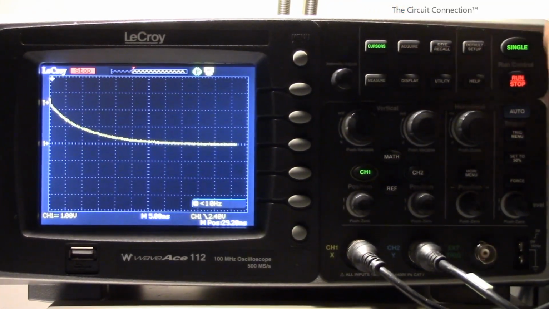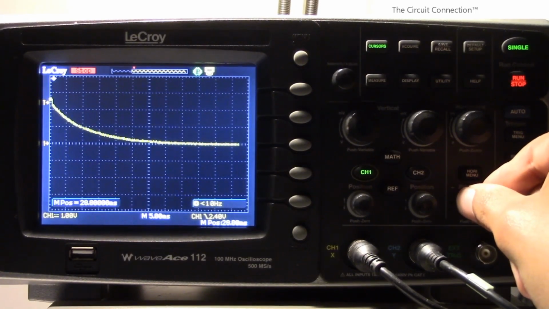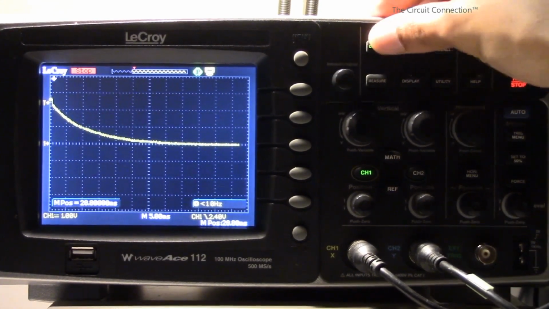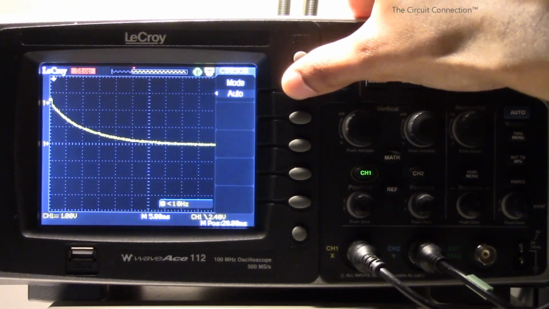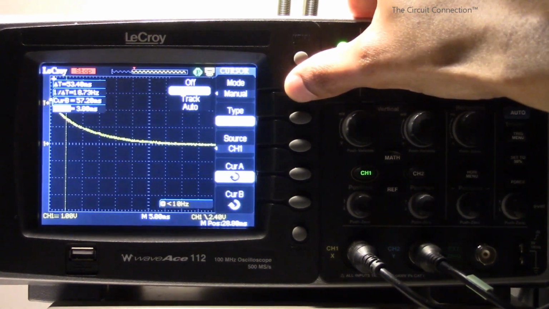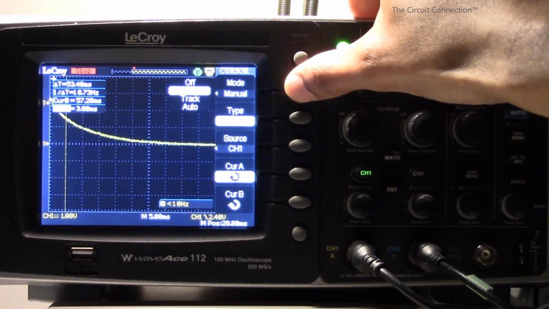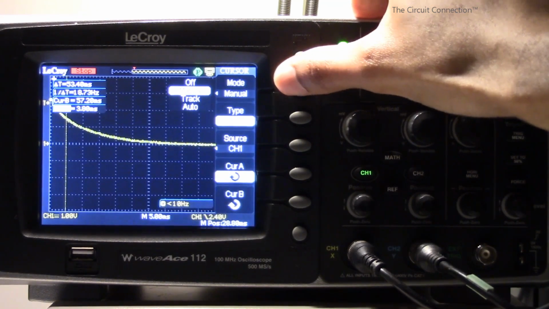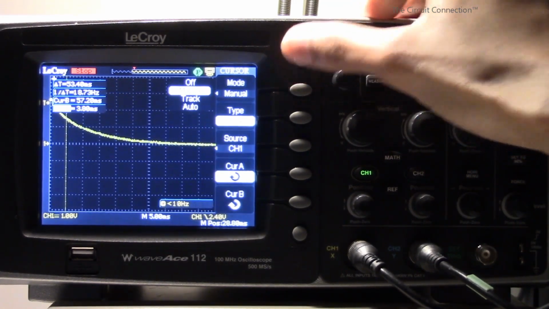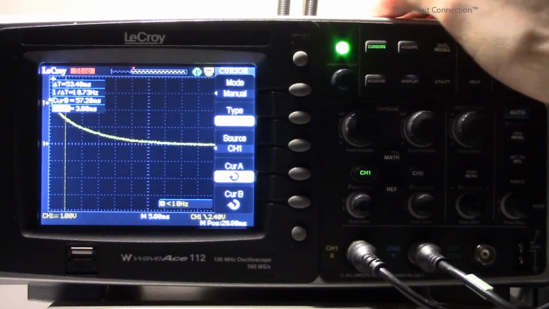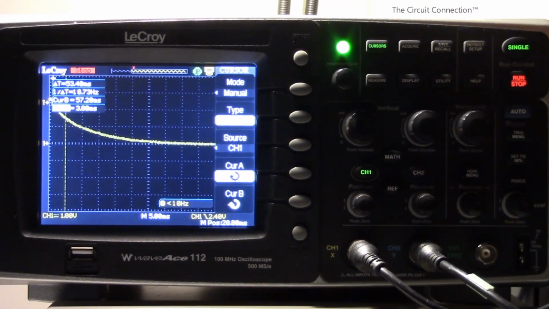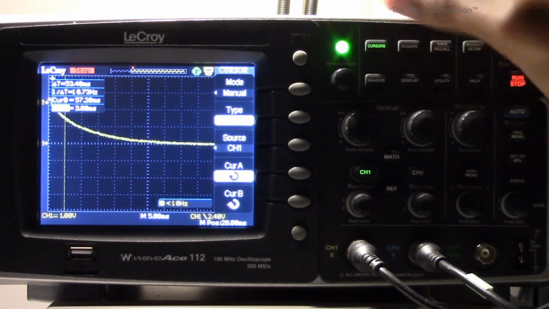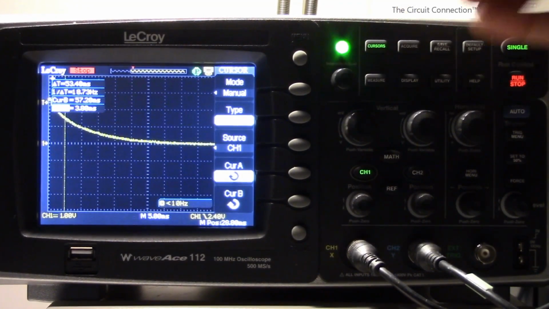Okay, so let us just bring that over a little bit more. Turn our cursors back on. This is why it's good to do this with the correct time base. Even though this is correct, it's just on the edge of what this can do. You're only left with 2 more time divisions, but let's see.